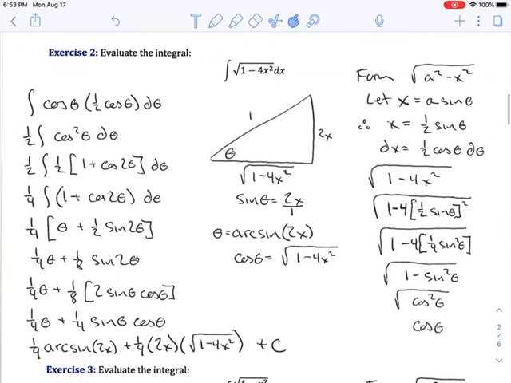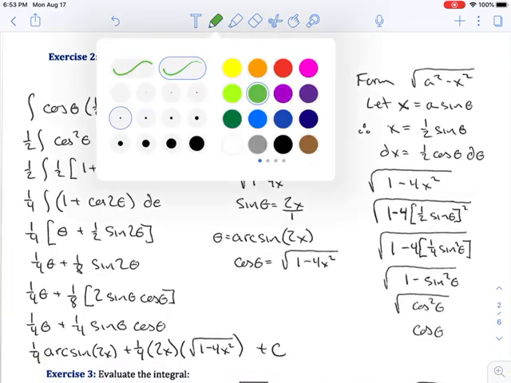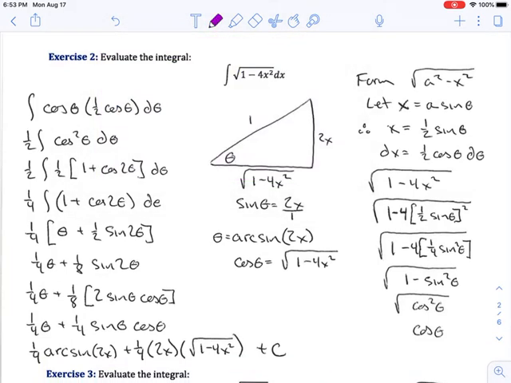Problem number 2. So we have a radical. It is in the form of the square root of a squared minus x squared. And so we're going to let x be equal to a sine of theta. Now, what makes this a little bit more interesting is we've got this 4 here.